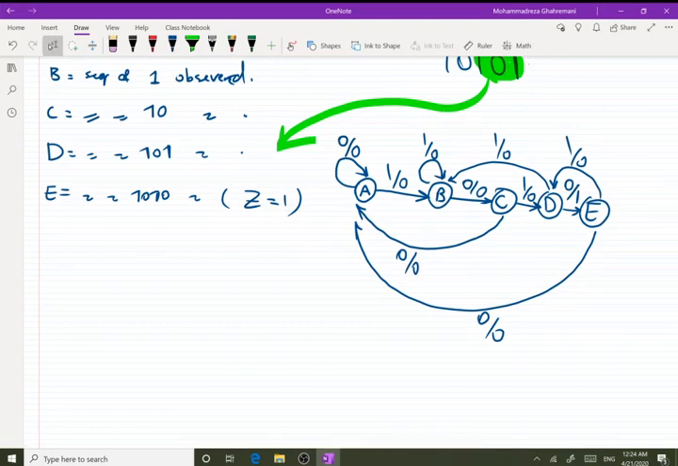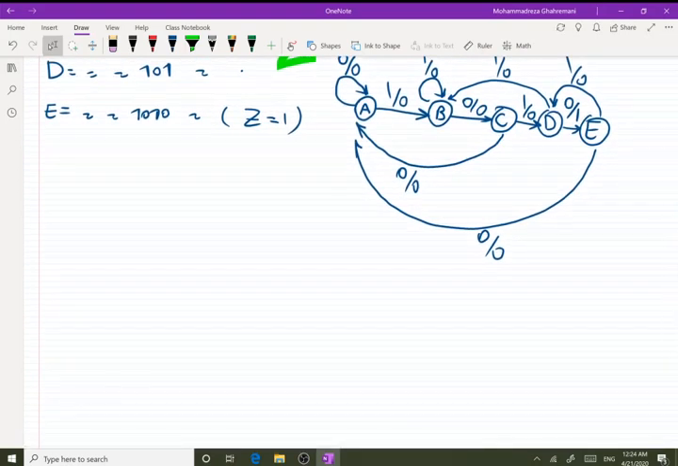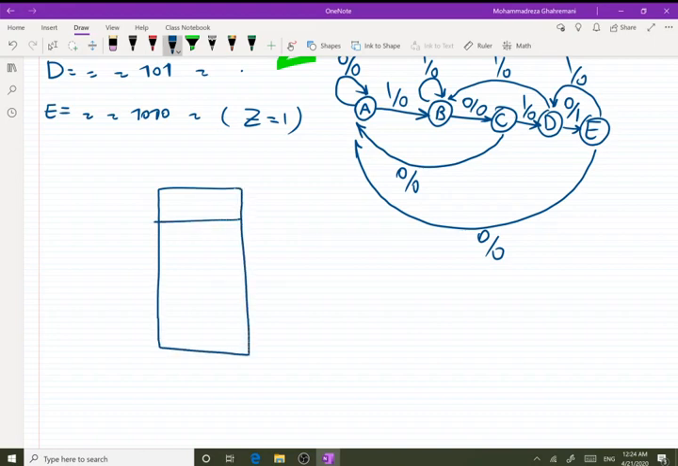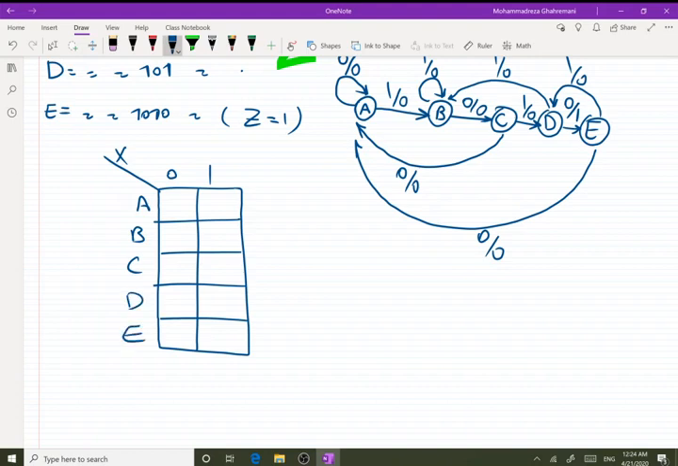So this is the entire state diagram. From this state diagram, we want to draw the state table. It is easy because we have 1, 2, 3, 4, 5 states. X, which is the input, 0, 1, and states A, B, C, D, E, and of course here is the present state.